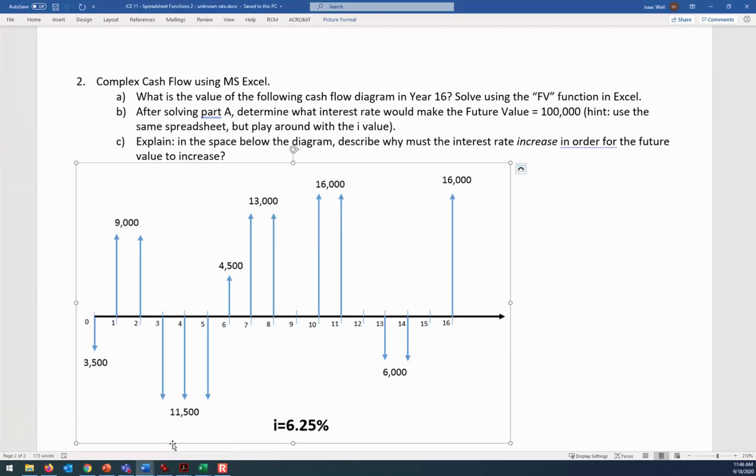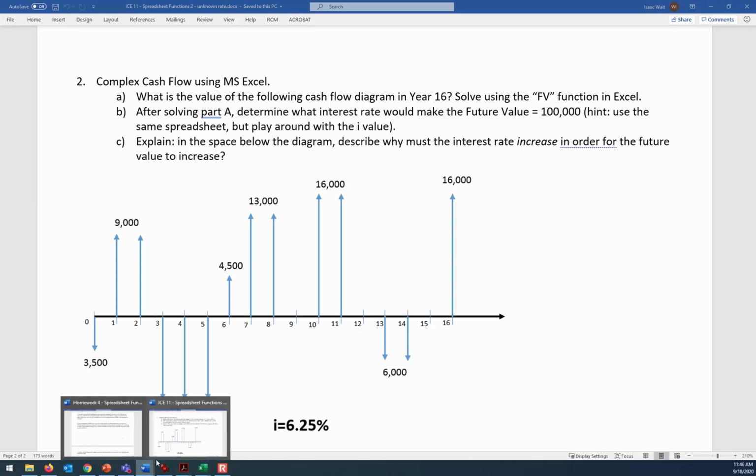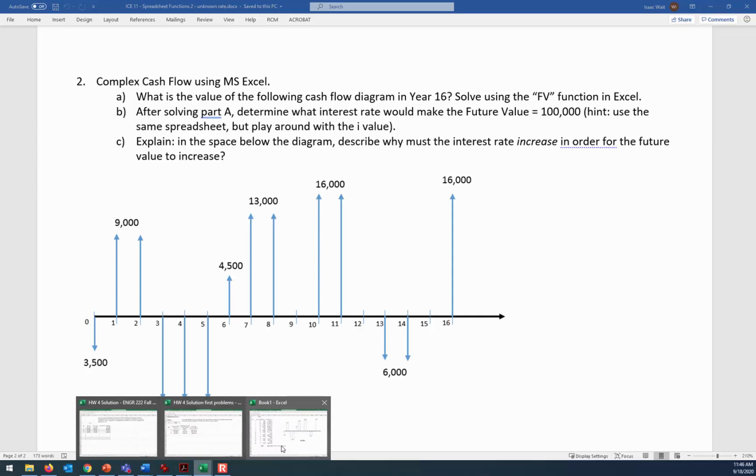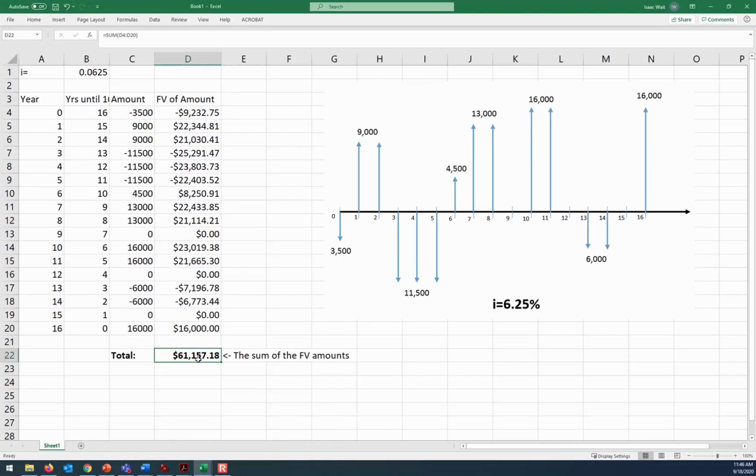All right, so part B. After solving part A, determine what interest rate would make the future value 100,000. This is interesting. Right now, the future value is 61,000. What the question is saying is to play around with the interest rate until you get 100,000. Let's just see what happens if we make some changes to the interest rate.